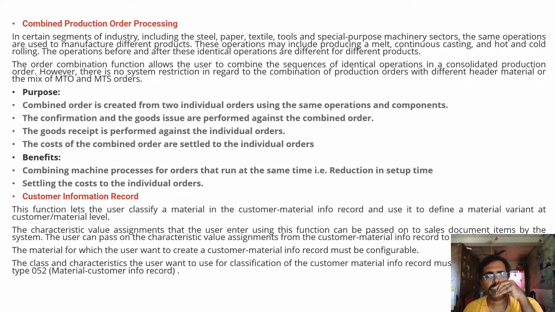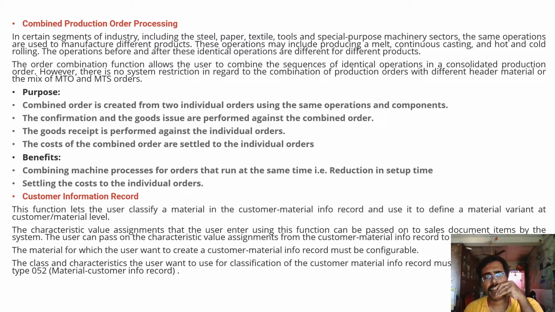And now let's move on to the customer material info record. This function lets the user classify a material in the customer material info record in SD, and use it to define a material variant at a customer or material level. Characteristic value assignments that the user enters using this function can be passed on to the sales document items by the SAP system. The user can also pass on the characteristic value assignment from the customer material info record to all sales documents. The material for which a user wants to create a customer material info record must be configurable.